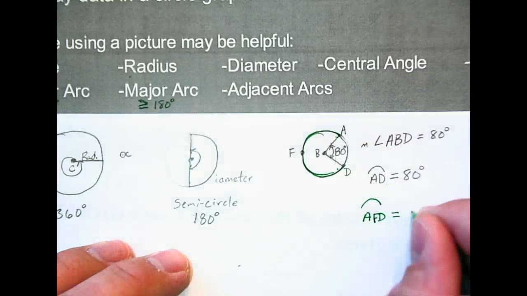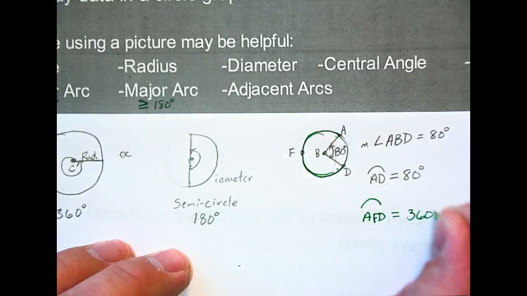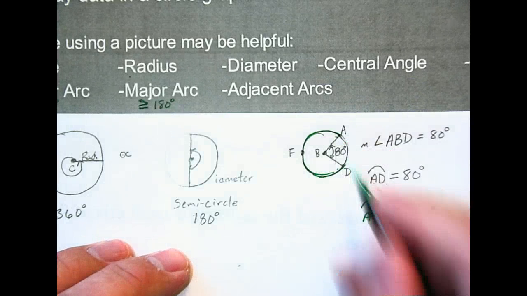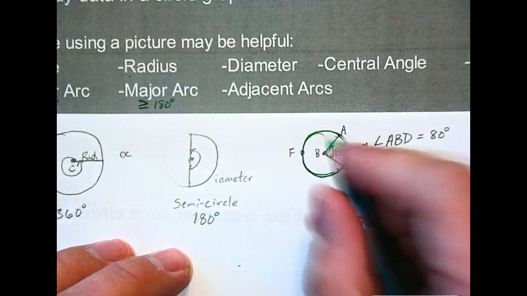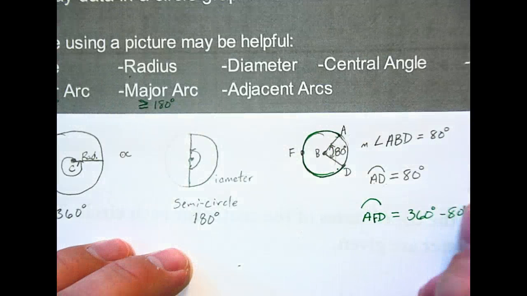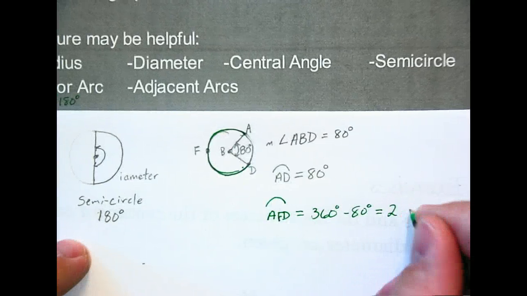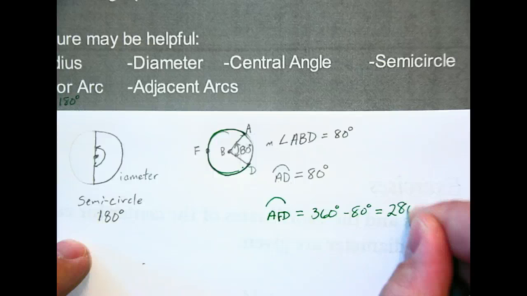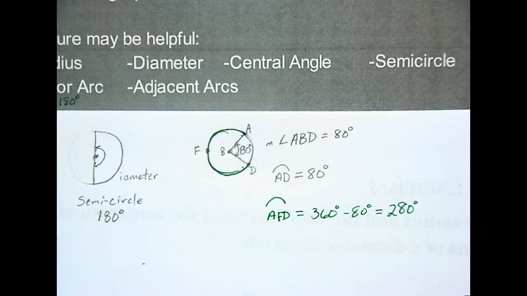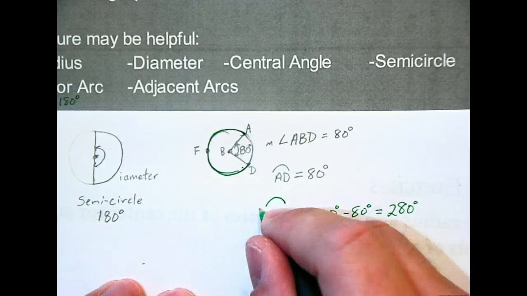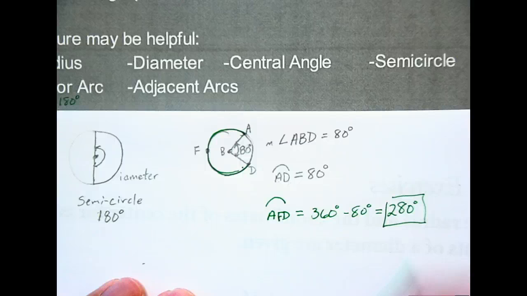So we take 360 degrees, the whole circle, and we subtract out how much? That piece of the pie, 80 degrees. So that gives us a total of 280 degrees. Okay? Good. Is that what you said? Yeah. I thought you said 80. I'm sorry. Okay, arc AFD measures 280 degrees.